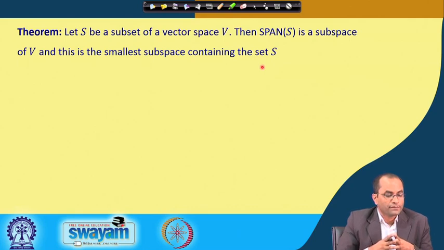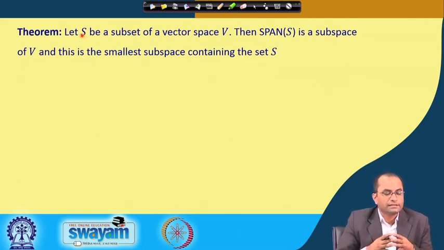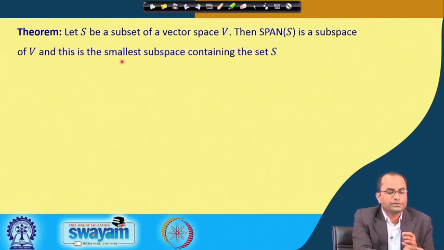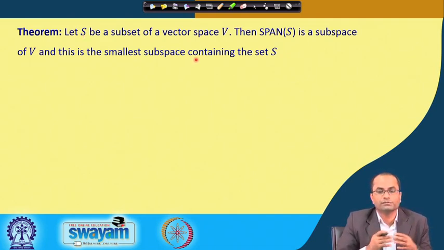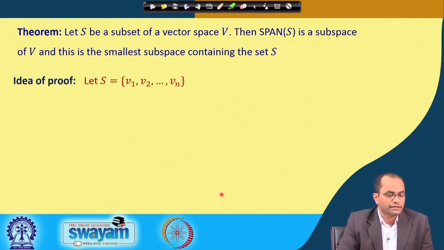Whose elements we have taken from the subset, and this is the smallest. Another important piece of information is that this is the smallest subspace which contains the set S. So, there cannot be any smaller subset which contains S and is a vector space. So, this is the smallest vector space containing the set of vectors. Now, just to see the idea of the proof here.